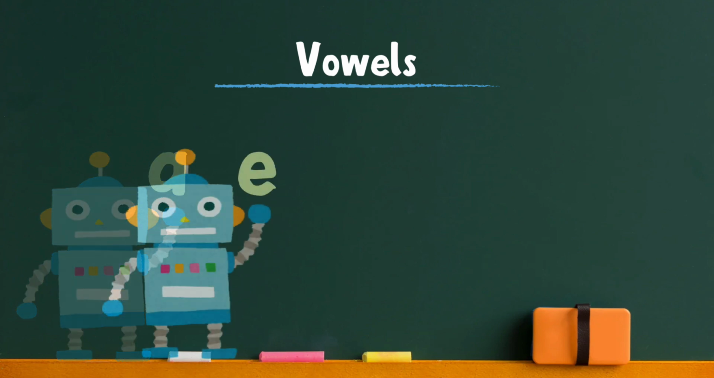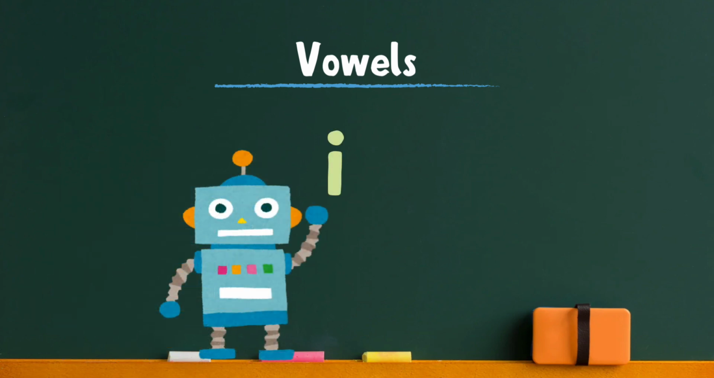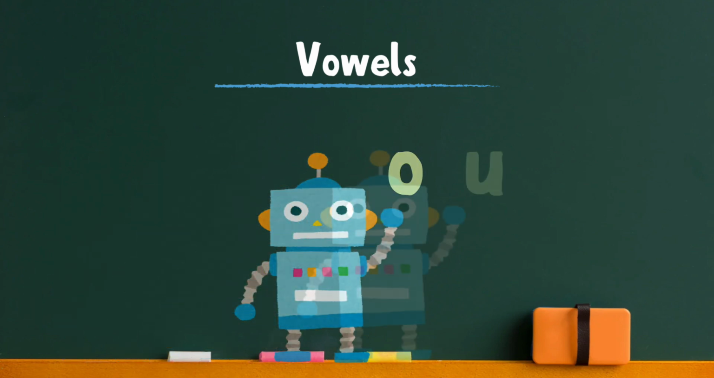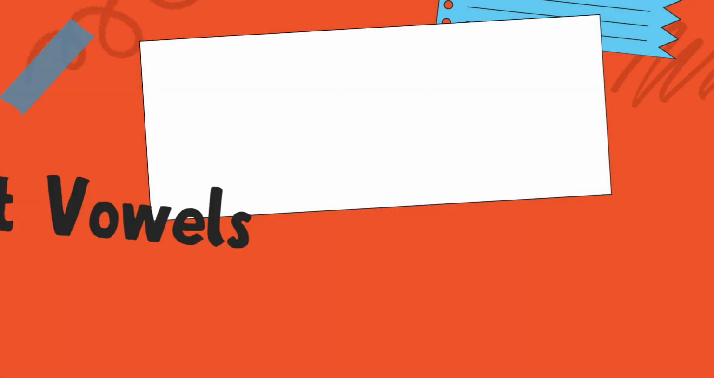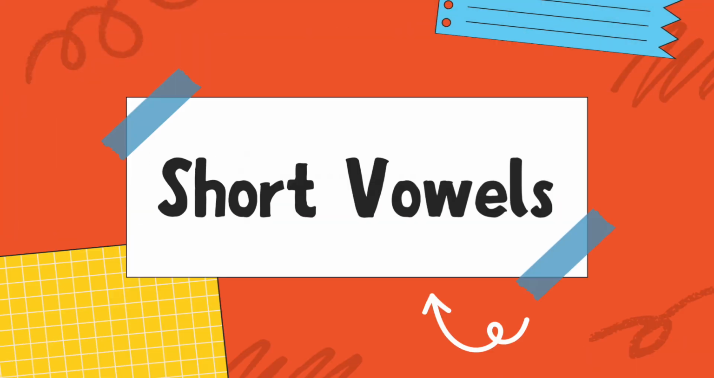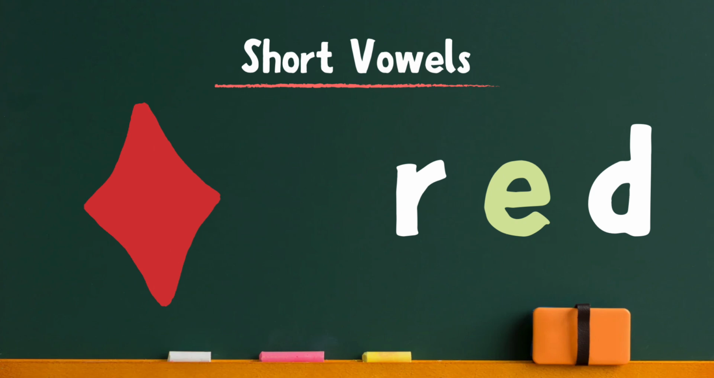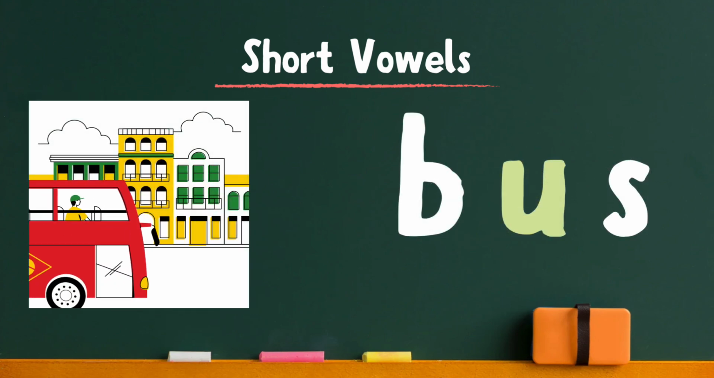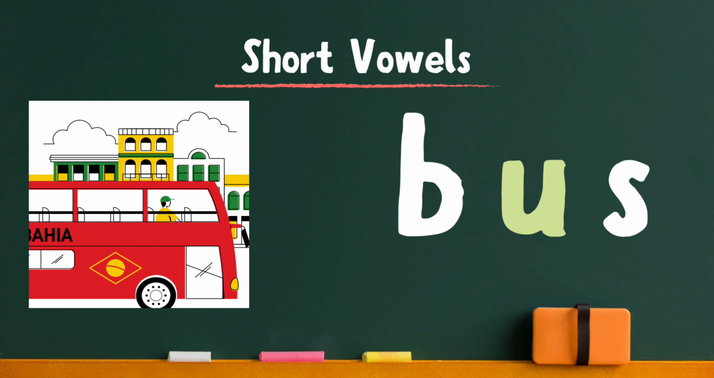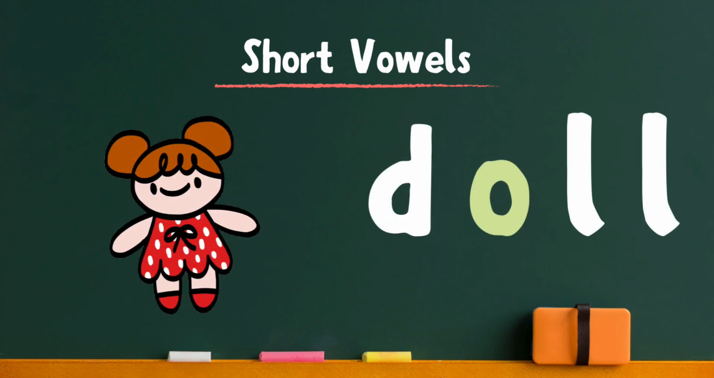A, E, I. Now there's a few words with short vowels that you'll need to know. R, E, D, red. B, U, S, bus. D, O, L, L, doll. This word has 2 letter L's because the letter before is a short vowel sound.